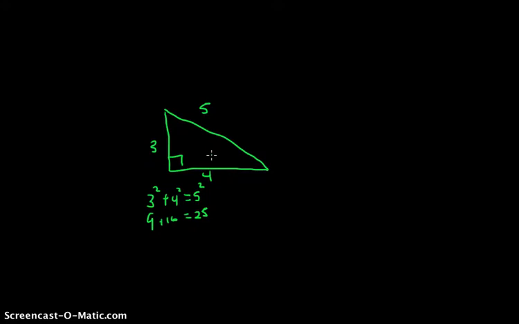So this is what a Pythagorean triple is, and there are many different types of Pythagorean triples. There's the commonly known 3, 4, 5 Pythagorean triple. There's also the 5, 12, 13 Pythagorean triple, or the 7, 24, 25 Pythagorean triple. There's also the 8, 15, 17 Pythagorean triple.